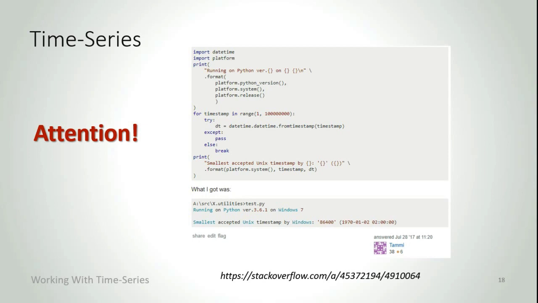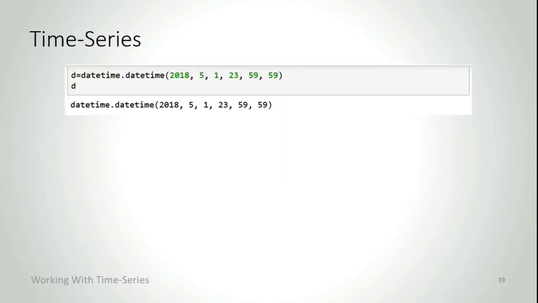So let's just have a look at different definitions of timestamps in different systems and operating systems. For instance, in Windows, as you see, I just took it from Stack Overflow. Someone showed that actually the smallest accepted Unix timestamp by Windows is 2nd of January 1970, which is 86,400. So when you are dealing with different operating systems and stuff, you need to care about this part as well.